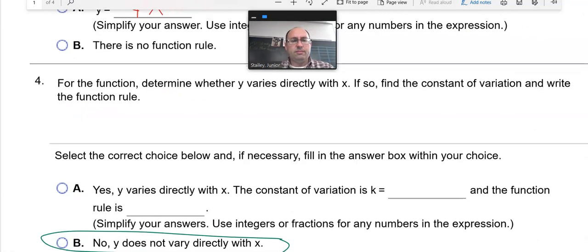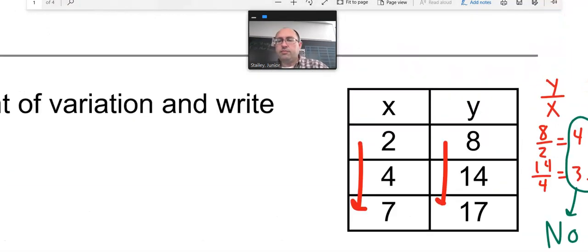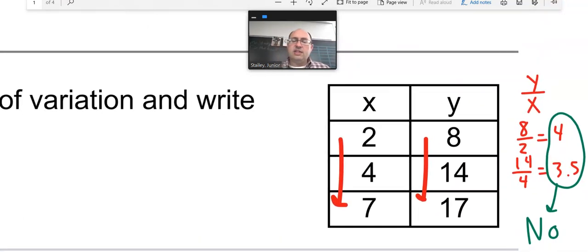Question 4. Another table. So you can see as the x values are getting bigger, so are the y values. They're going in the same direction. Not a guarantee that it's directly related, but it's an idea that it might be directly related. Definitely not inversely related, which we'll talk about later.